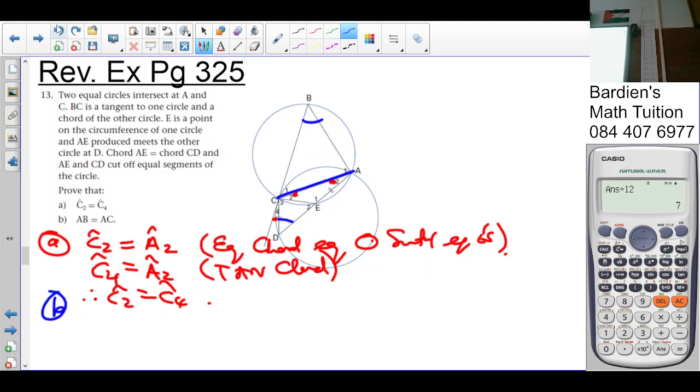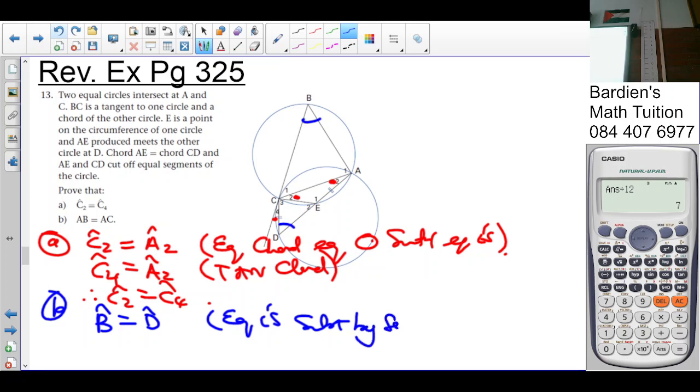Okay, so here we go. You're going to say that angle B is equal to angle D. Why? What's the reasoning? Equal angles subtended by same chord. There we go. Thank you. Then we say that angle D is equal to C1. Not so? Why? Because tan chord theorem.